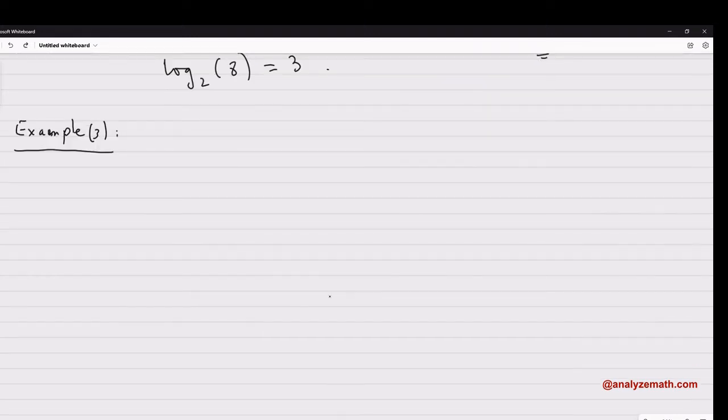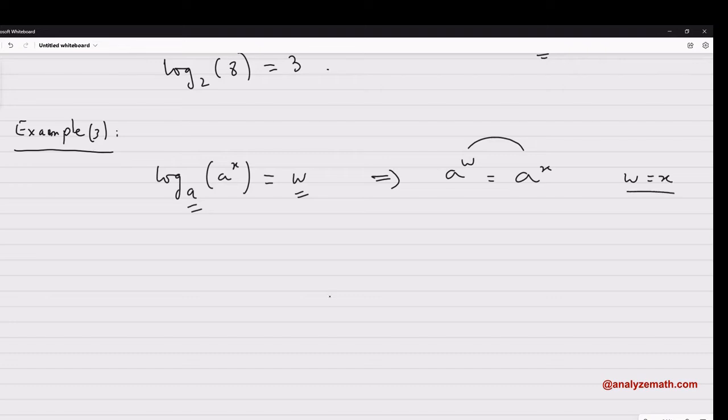Example number 3. In example number 3, what we want to do is to find log base a of the base to the power x. We try to simplify this. Let's call this quantity W. Good. Now let's write this into exponential form. So the exponential form, you take the base a, the power is the log or the exponent, it must be equal to a to the power x. And then when we compare this with this, we say that W is equal to x. Very important: log base a of a to the power x simplifies to x.